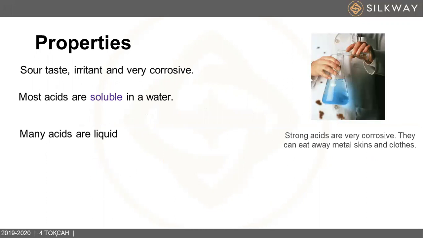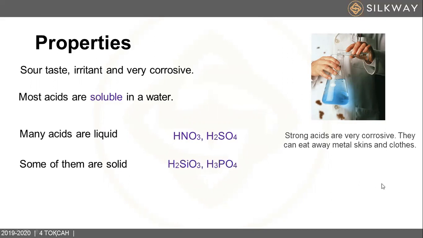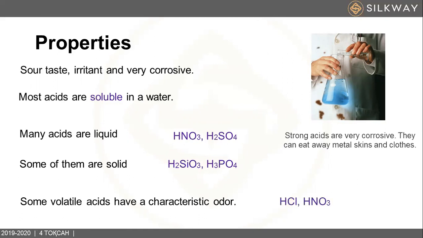Properties of acids. All acids have sour taste, are irritant, and very corrosive. Strong acids are very corrosive. They can eat away metal, skin, and clothes. Most acids are soluble in water. Many acids are liquid, like nitric and sulfuric. And some of them are solid, like these acids. And some volatile acids have a characteristic odor, like hydrochloric and nitric acids.